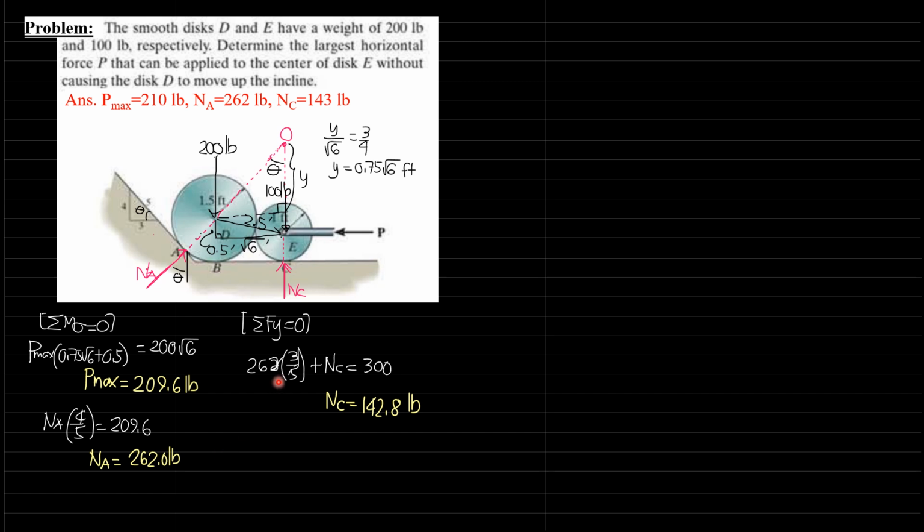Then we sum up forces vertical, whole system. So we have NA cosine of theta. NA is 262, cosine theta is 3/5 from this slope, plus N sub C is equal to 200 plus 100, so 300 pounds. Solving for N sub C, 142.8 pounds.